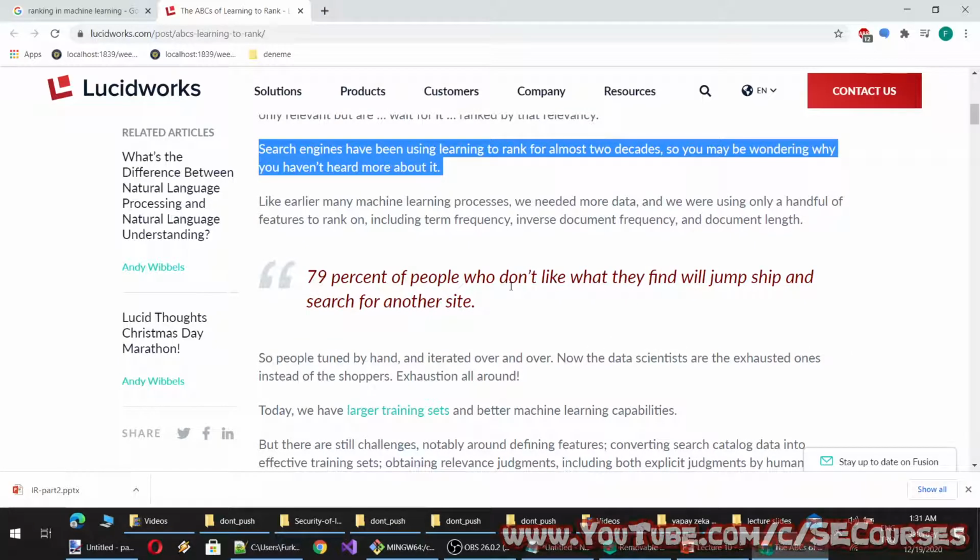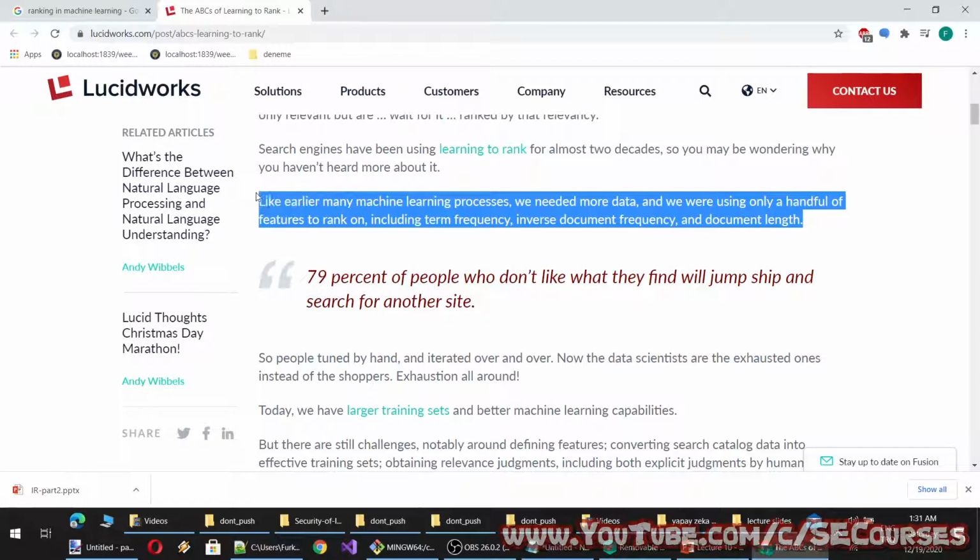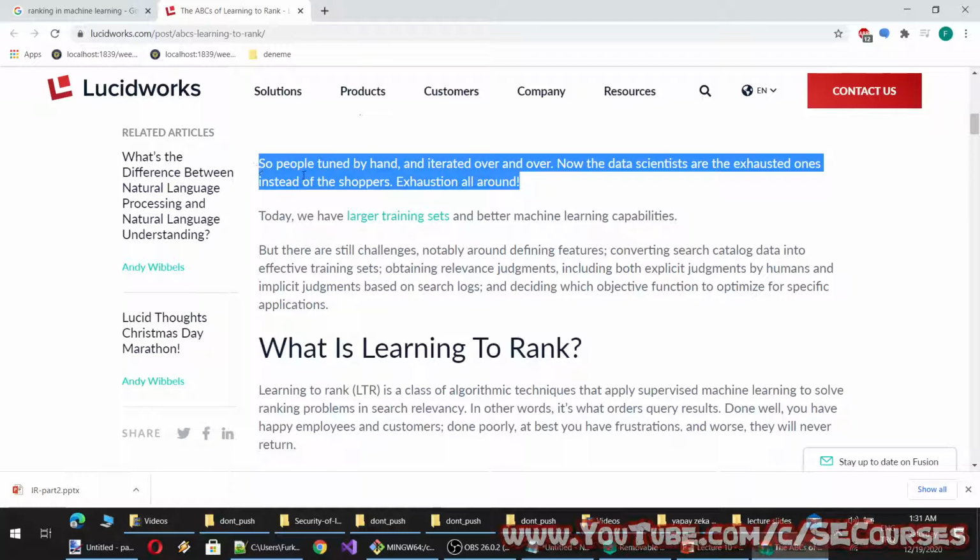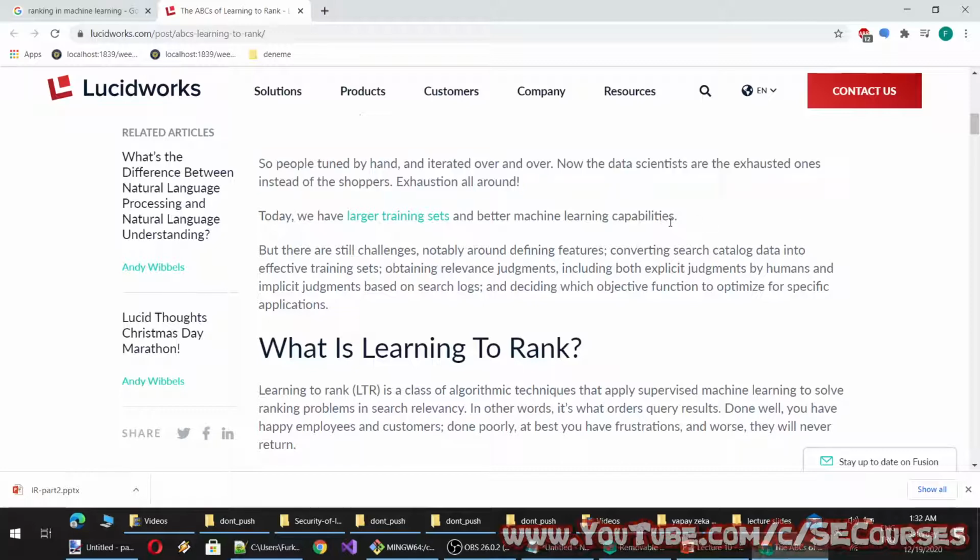Search engines have been using learning to rank for almost 2 decades, so you may be wondering why you haven't heard more about it. Like many earlier machine learning processes, we needed more data, and we were using only a handful of features to rank on, including term frequency, inverse document frequency, and document length. So people tuned by hand, and iterated over and over. Now the data scientists are the exhausted ones instead of the shoppers. Exhaustion all around.